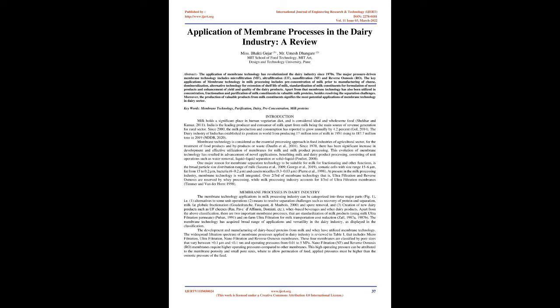One major reason for membrane separation technology being suitable for fractionating milk and other functions is the broad particle size distribution range of milk, Saxena et al., 2009, George et al., 2019: somatic cells with size range 15-6 µm, fat from 15 to 0.2 µm, bacteria, 0.2 µm, and casein micelles, 0.3 to 0.03 µm, Pierre et al., 1998. At present in the milk processing industry, membrane technology is well integrated.